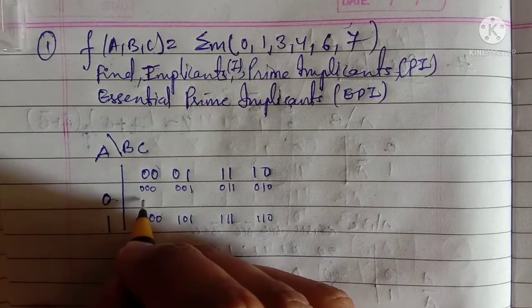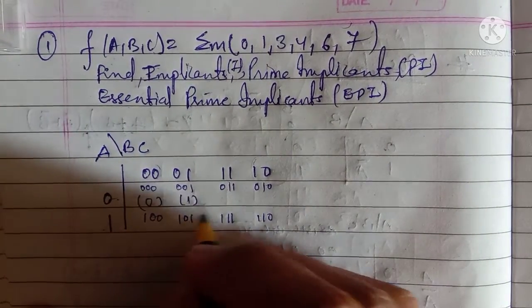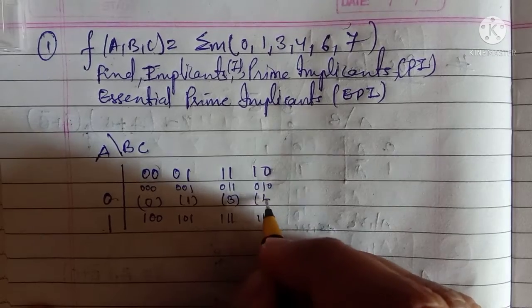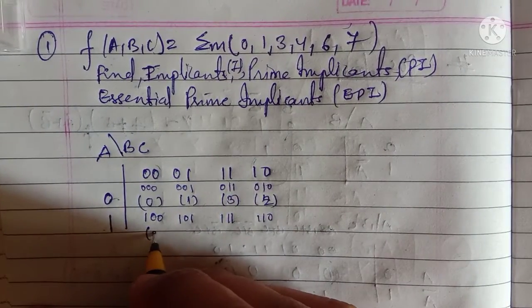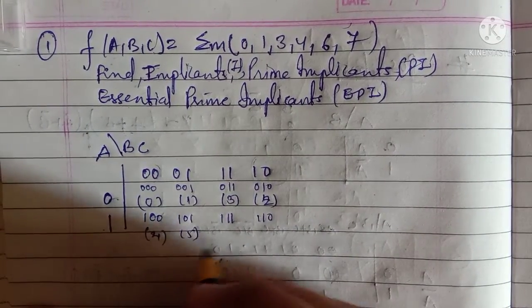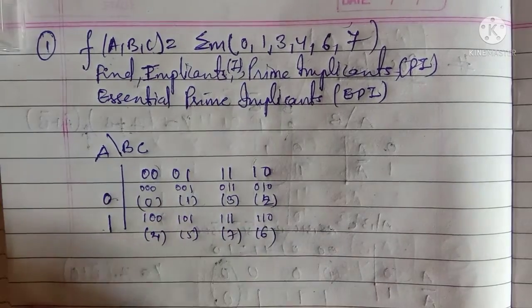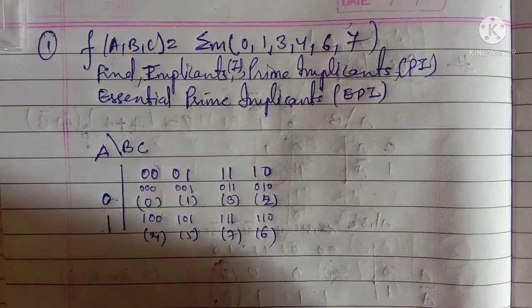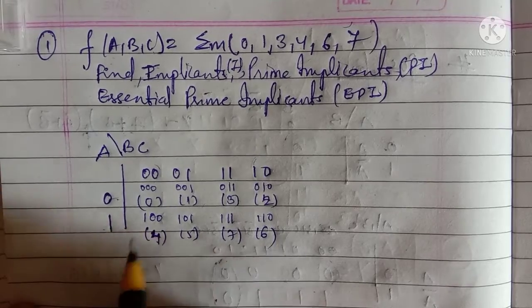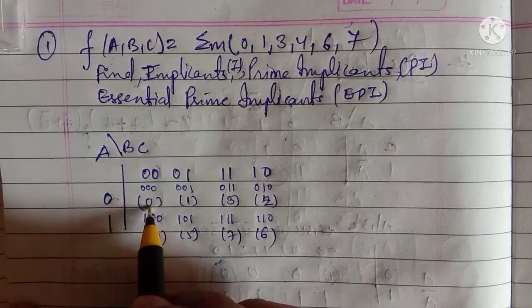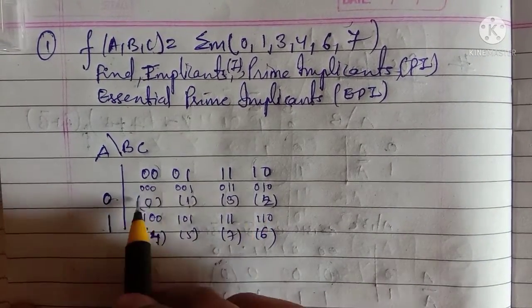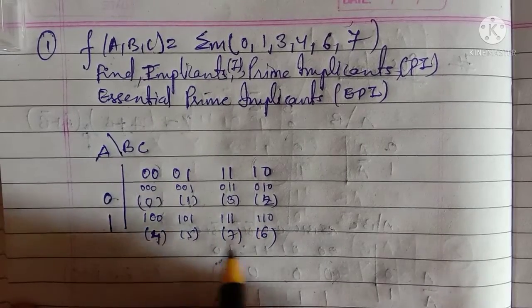Understood? So 00 means 0, this is 1, this is 3, this is 2. Then this is 4, this is 5, this is 7 and this is 6. Understood? So this is the way you can write it. These are the terms where you need to write the min terms: 0, 1, 2, 3, 4, 5, 6, 7.